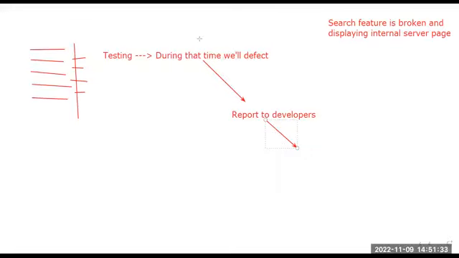So for resolving defects, what will our developers do? Can someone tell me how they can resolve the defect? I'm just saying that devs will resolve the defect, but how will they resolve it? They'll do unit testing.